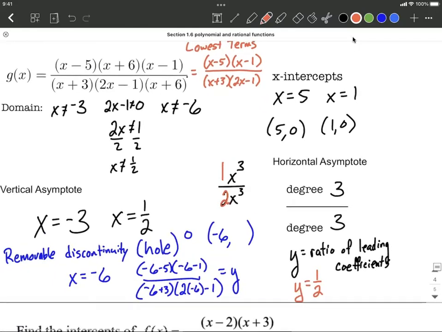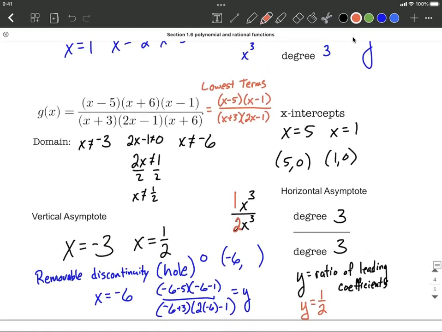Hopefully that makes sense as we're trying to get through rational functions, understanding where all these different pieces come from. It takes a little bit of practice to get comfortable with these, but keep going. It's really not that bad, but it does take practice. Good luck.